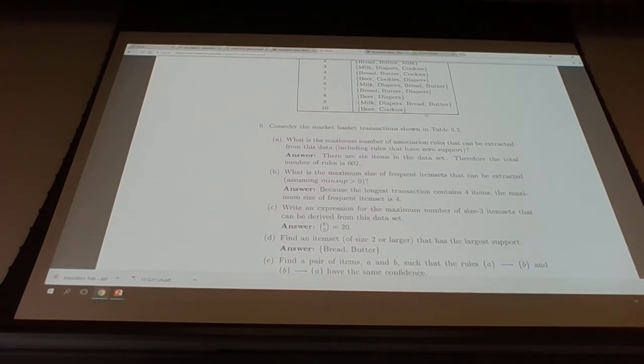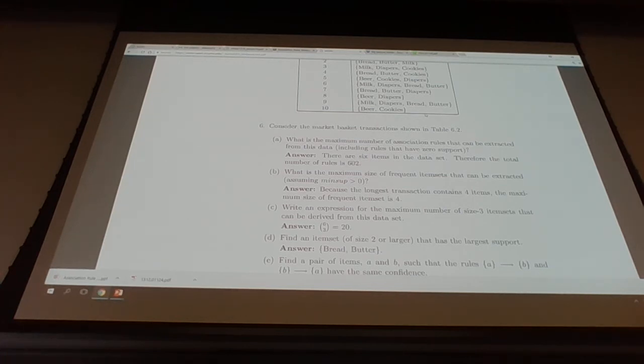Then find a pair of items A and B such that the rule A implies B and the rule B implies A have the same confidence. Now, they said pair of items. So how will you go about doing this? It has to have the same confidence. Can you first look for support and then look for confidence?